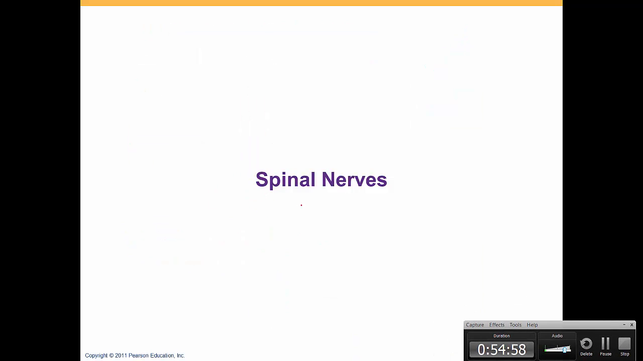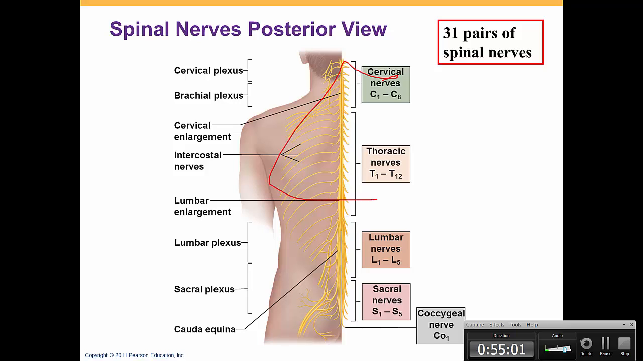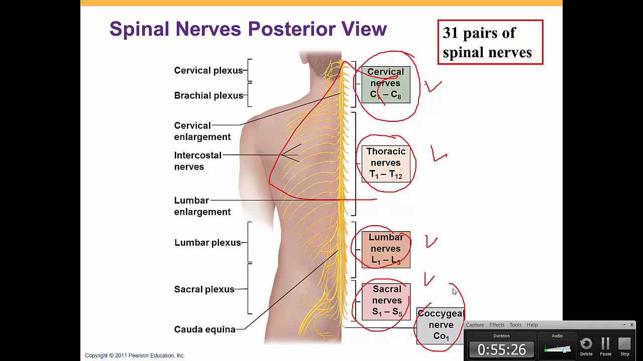Then we have to cover the spinal nerves. The spinal nerves are like this. We have cervical part, thoracic part, lumbar, sacral, and coccygeal. And these ones are kind of similar to the numbers that we had before for the vertebrae. For the vertebrae we had 7, 12, 5, 5, 4. Here we have 8, 12, 5, 5, 1.